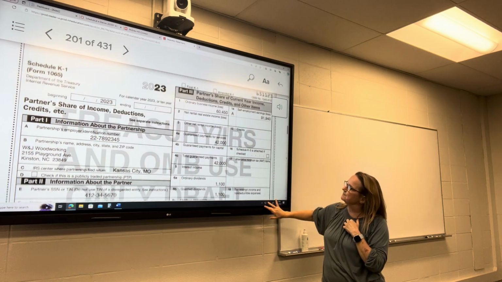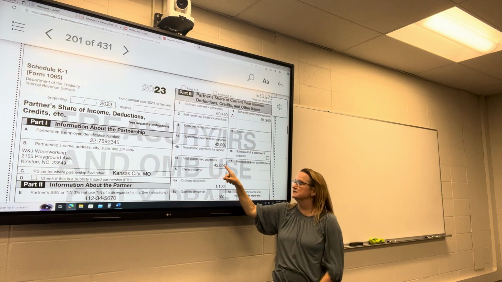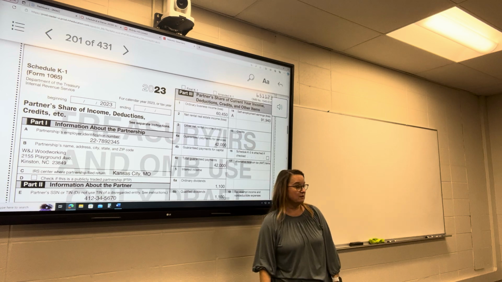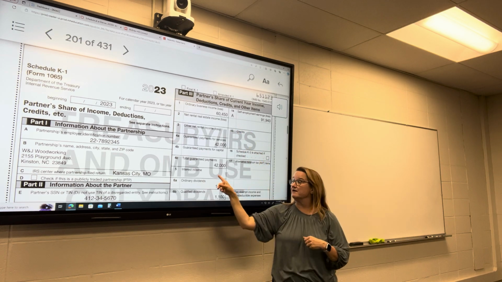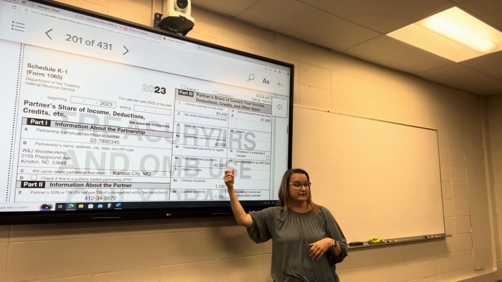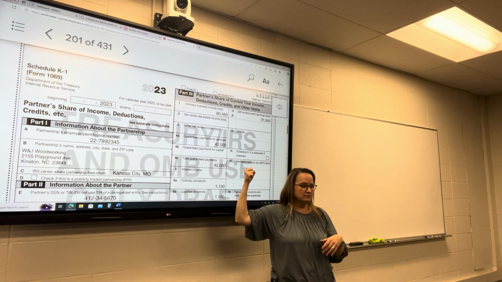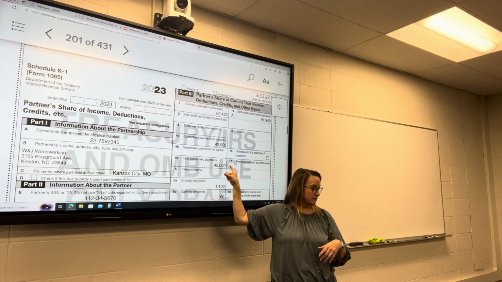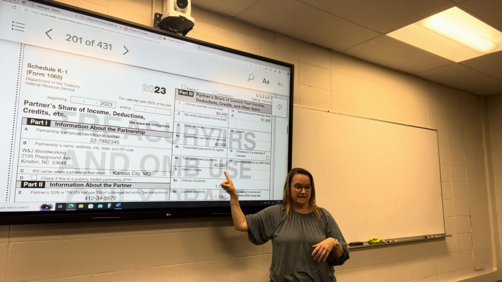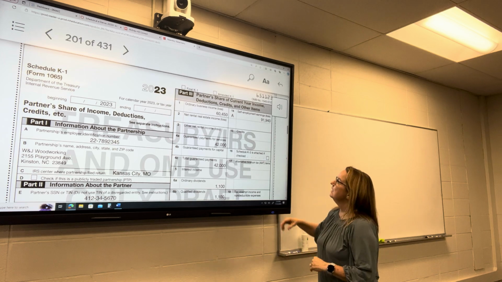So we can see this partner received guaranteed payments of $42,000. That means that the ordinary business income was reduced by that $42,000, but all of that was plucked out of the ordinary income and plopped on the K1 for this particular partner, who now has to pay tax on all of that $42,000.